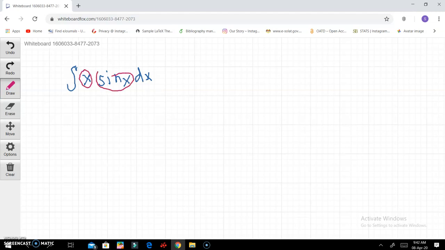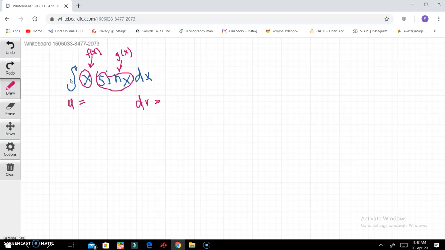If you look carefully into the question, you can see that we are going to deal with two functions there, which is the first one is f(x) and the second one is g(x). So here there's a possibility that you can use integration by parts. In order for you to use integration by parts, we need to find the value of u and the value of dv.